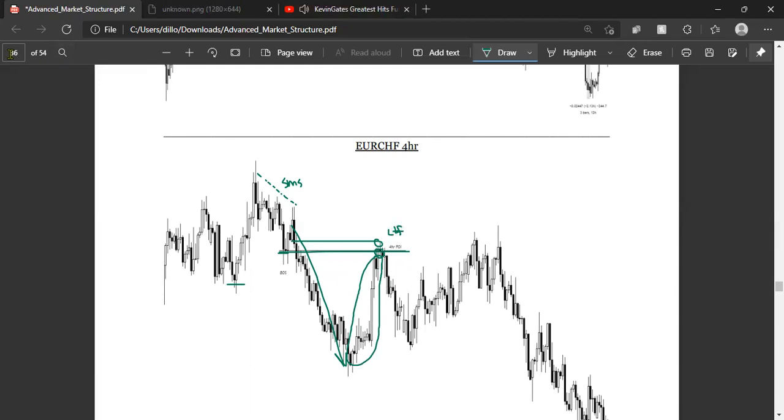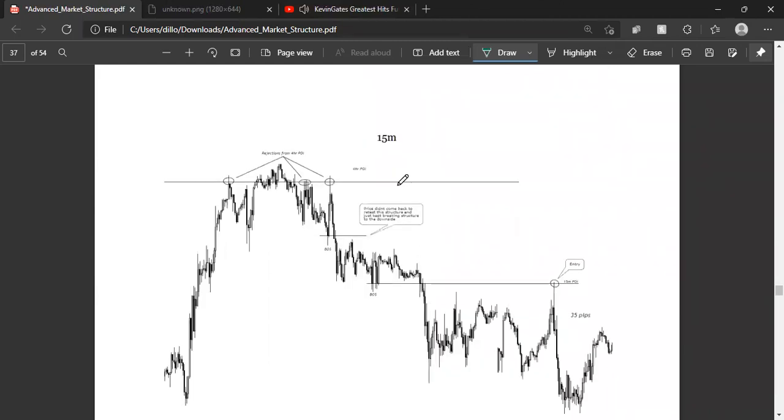I'm sure by now, on page 36 and after ten videos of this, this is very repetitive, and a lot of the things are the same. So we go to a lower time frame. From the 4-hour, we drop down to a 15-minute.